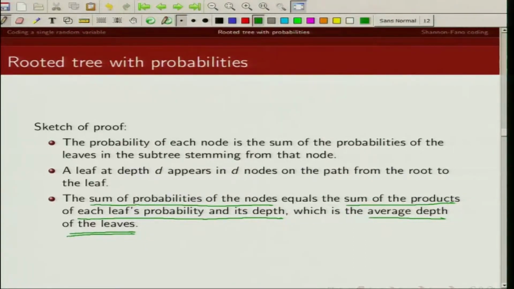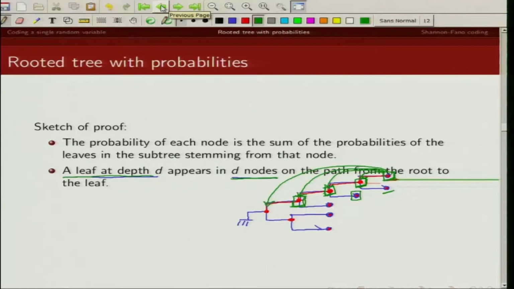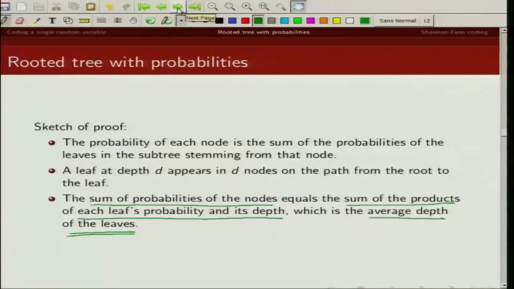Now, again go back to the example that we had here. What we are seeing here is, note that this leaf is at depth 4, correct, and if we add up the probabilities of all nodes where this leaf is appearing, so this particular root node and these other 3 nodes, you will notice that the contribution of this leaf is appearing at these 4 nodes. So, essentially the contribution of this leaf to the overall sum of the probabilities will be 4 times the probability of occurrence of this leaf. So, this is what I am saying.